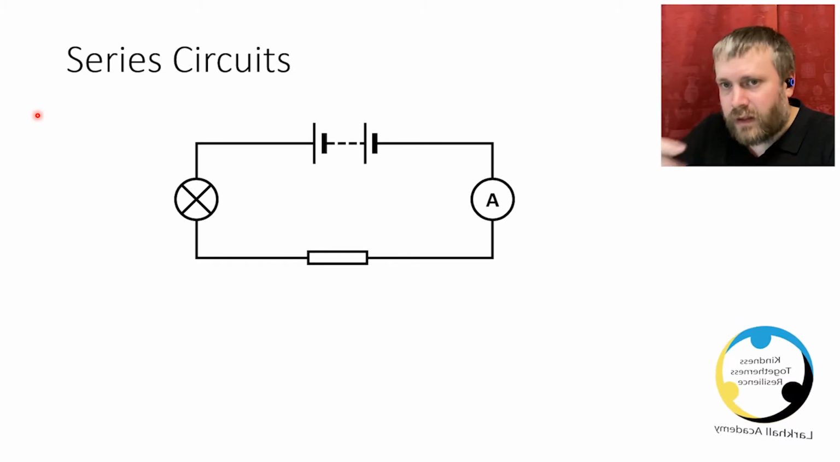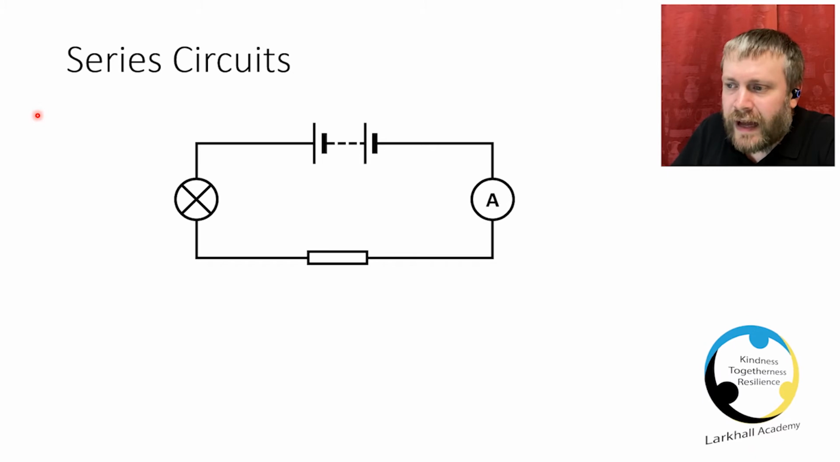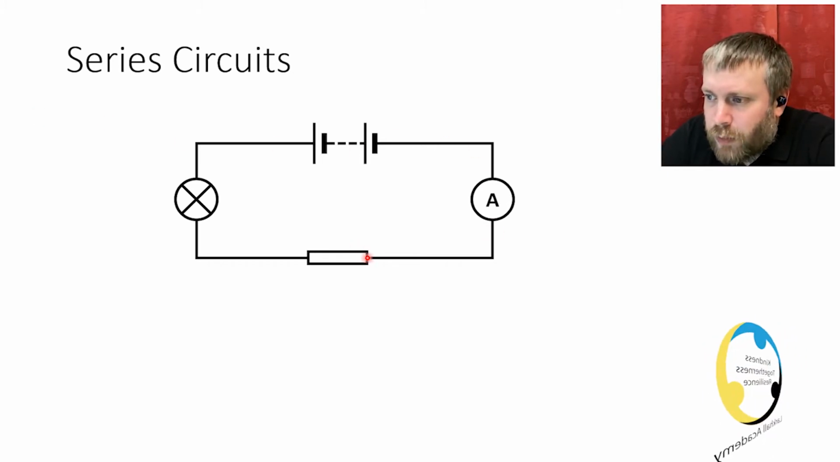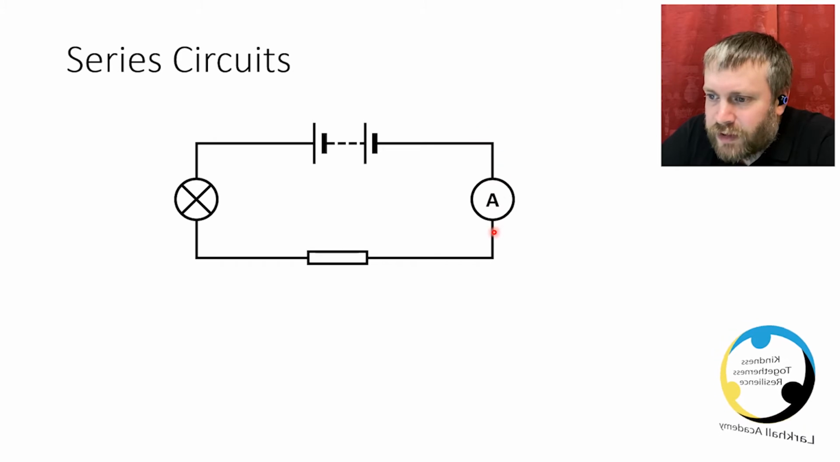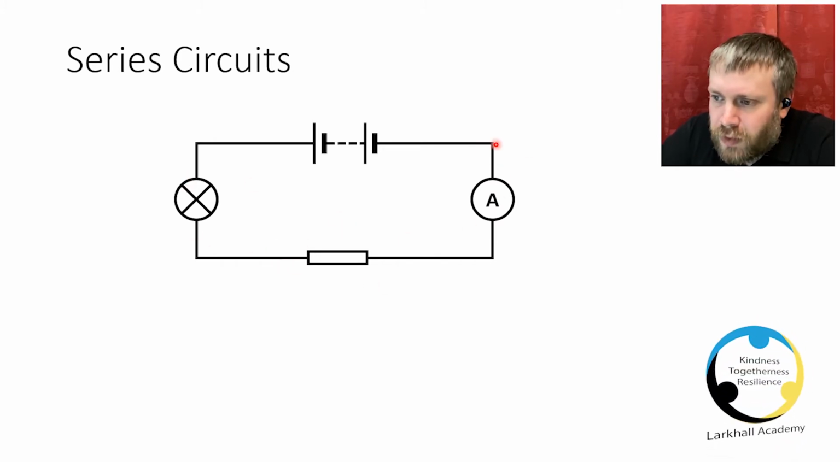The charge has to flow through each of these components one after the other. It can't flow through the two at the same time, or go through the first one, then skip the second one and go to the third one, and then come back to this one. It's got to just go through them one after the other.